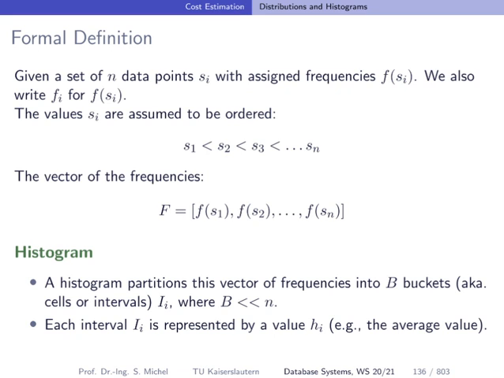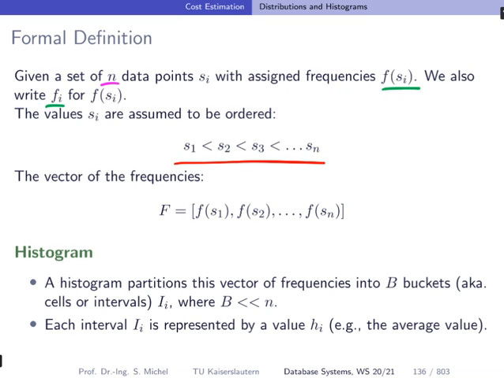Let's have a bit more formal look at histograms with the goal to define an optimal histogram for a certain error metric. So assume we have a set of n data points, like in the previous examples where we had data points 1 to 20, and each data point has a certain frequency, denoted by f of Si. In short, we can also write Fi. What we assume further is that these points are sorted, so Si is smaller than Si plus 1. So we have a sequence here.